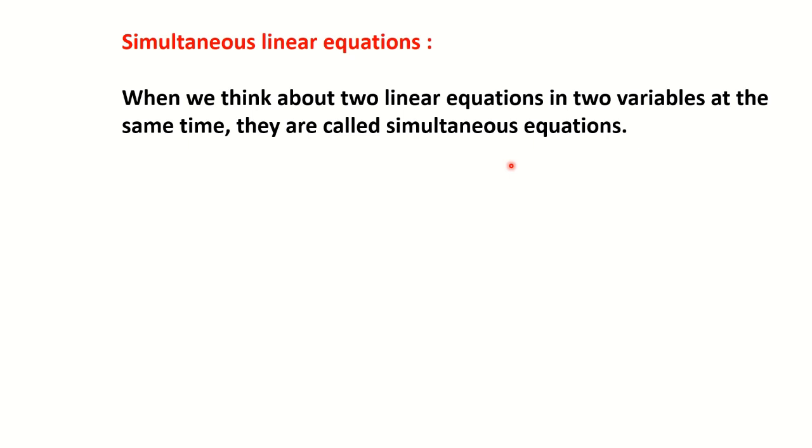And some lines are coinciding or overlapping. They overlap each other, that means they have infinitely many points in common. That means infinitely many solutions. So with the help of geometry or with the help of a graph, we can explain how simultaneous equations can have a unique solution, or infinitely many solutions, or no solution.